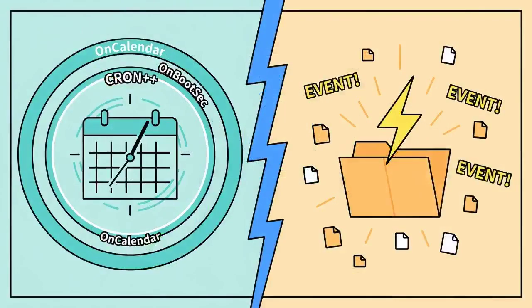Timer units are time-driven. They fire on calendar expressions, boot offsets, and monotonic clocks, essentially cron on steroids. Path units are event-driven. They fire when the file system itself changes. Time triggers schedules, path triggers state.